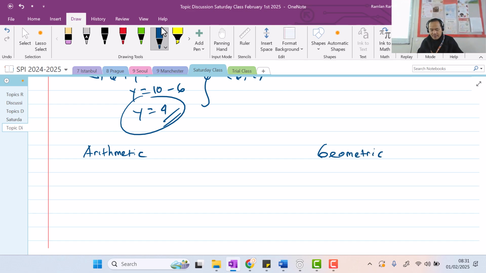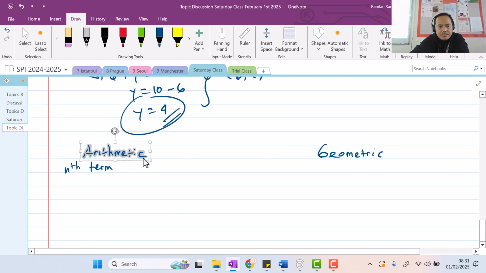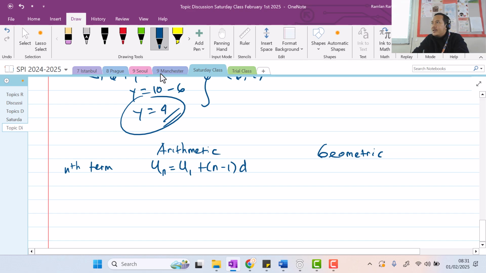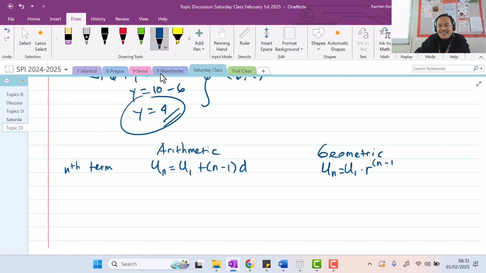Geometric. Okay, so we have discussed how to get the formulas when we were in semester 1. So I'm just going to review and write down the formula for you guys. So the nth term, right? The nth term formula is going to be, okay, I'm going to move this a little bit to the right side. Okay, the nth term for the arithmetic, there'll be un equals the first term plus n minus 1 times the common difference. How about the geometric? So remember? U1 times r to the power n minus 1. Here we go.